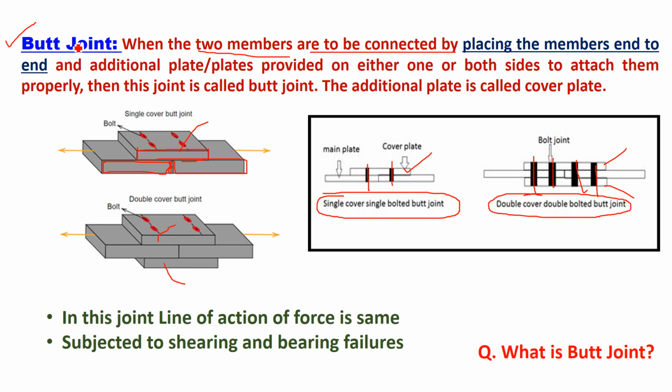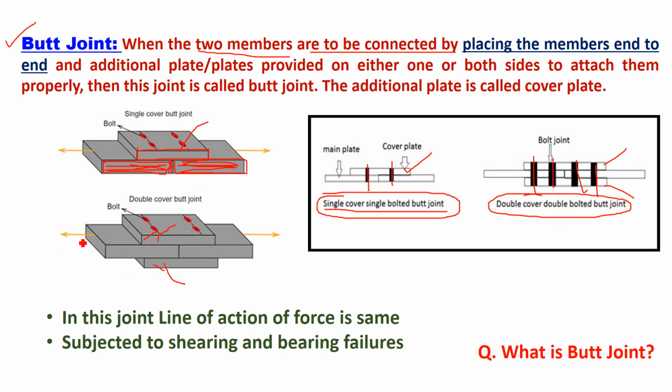So in a butt joint, two plates are connected and placed end to end. This is a butt joint, right? And the top plate and bottom plate are called cover plates. Okay, and if a single cover plate is provided, it is called a single bolted butt joint, and if two cover plates are provided, it is called a double cover, double bolted butt joint.